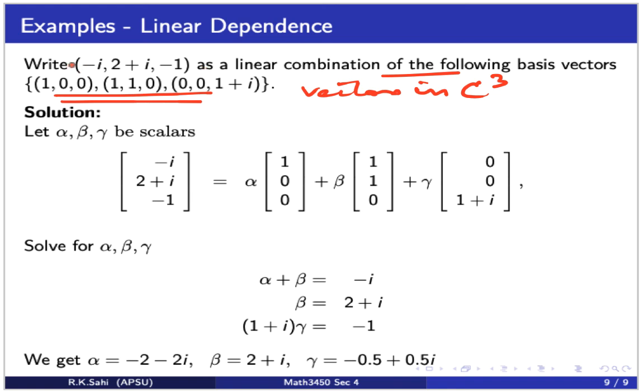But the question here is: we would like to write this vector in C3 as a linear combination of these basis vectors. So we want to know what the scalars alpha, beta, and gamma are. Remember, they are scalars, so they can be complex numbers also. What we are going to do is solve the system of equations we get from this. Alpha plus beta is -i. The next one gives beta to be 2+i, so beta is solved. And then (1+i) gamma equals -1. Remember you have to write it as a scalar. So alpha plus beta is -i, beta is 2+i, and plugging this in, we get alpha to be -2-2i. Just plug it in over here, guys.